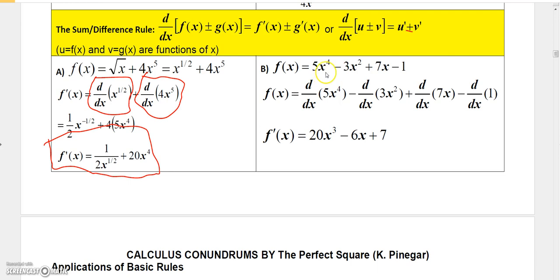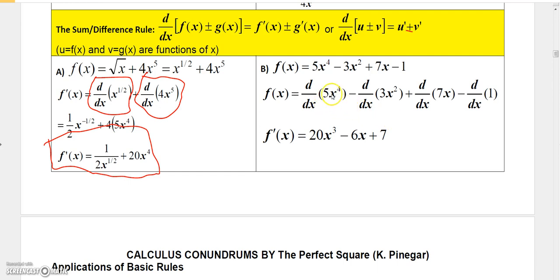Now, this works regardless of how many terms you have. So here I have 4 terms in this polynomial. So if I want to find the derivative of this function, I would just take the derivative of each term. So here I'm just showing you that I'm going to take the derivative of the first term, then minus the derivative of the second term, then plus the derivative of the third term, and then minus the derivative of 1.